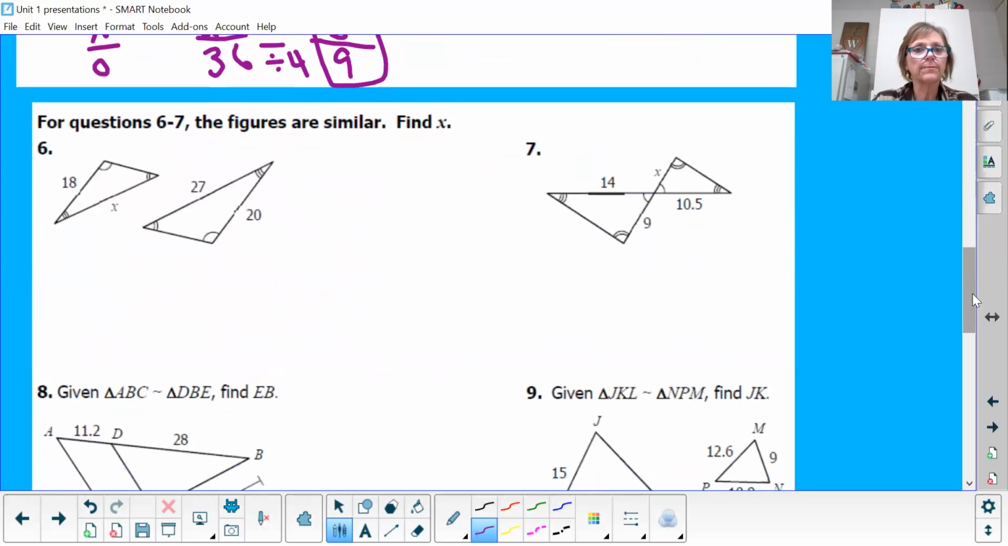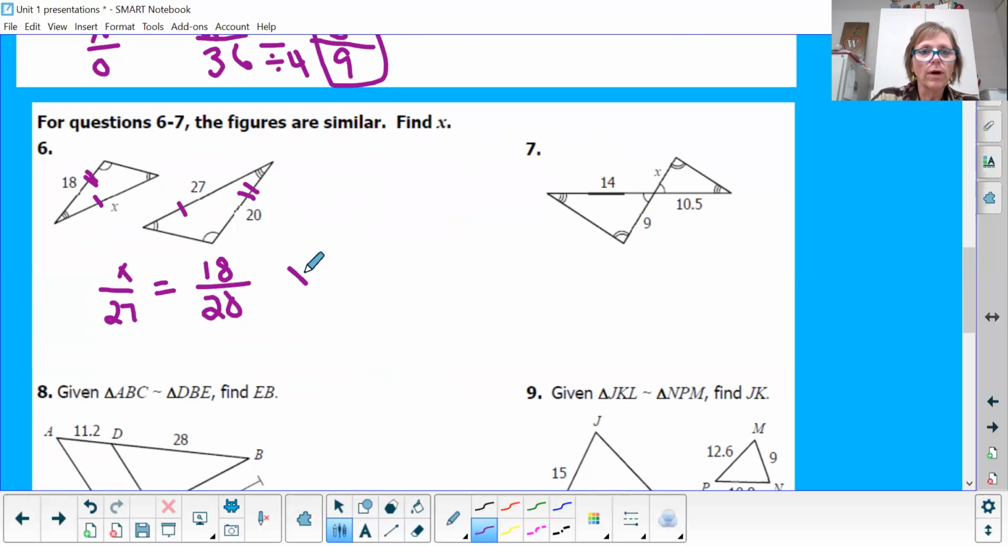Okay. Going on, number 6, find x. Here we go. So I'm going to look at these angle marks. I'm going to say 3 to 2. 3 to 2. So I know x goes over 27. And 18 goes from 1 to 3. 1 to 3, 20. So I'm going to put back to the x figure, 18 to 20. Okay, work that out. This is not a 6.